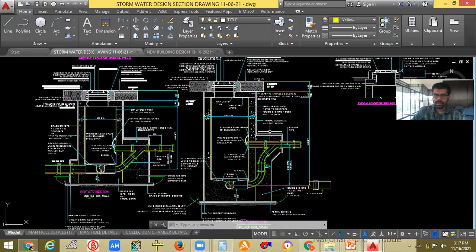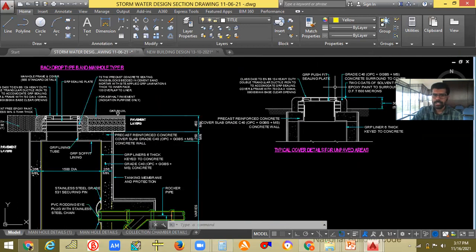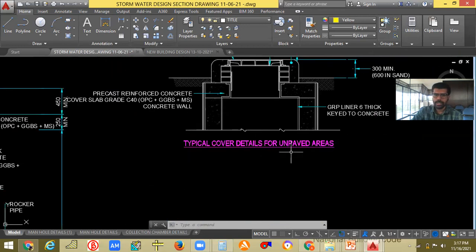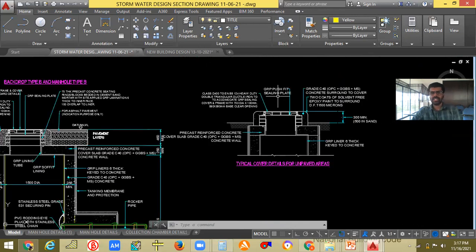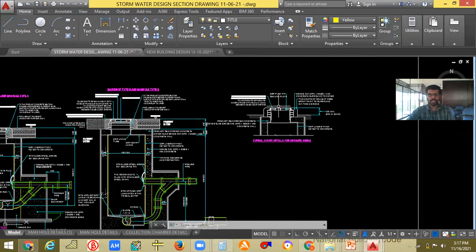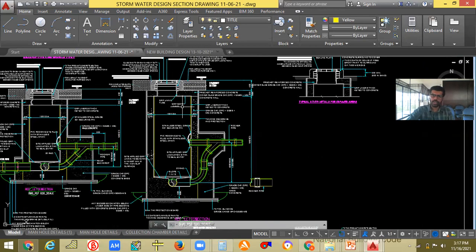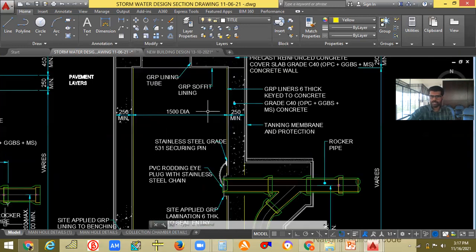So this is the manhole. This is the typical cover details of unpaved areas. Grip, push, fit, sealing, all those things are normal, common things only, when you are placing the manhole. This manhole can come up to a height of 40 meters also. Depending upon that, this diameter changes.